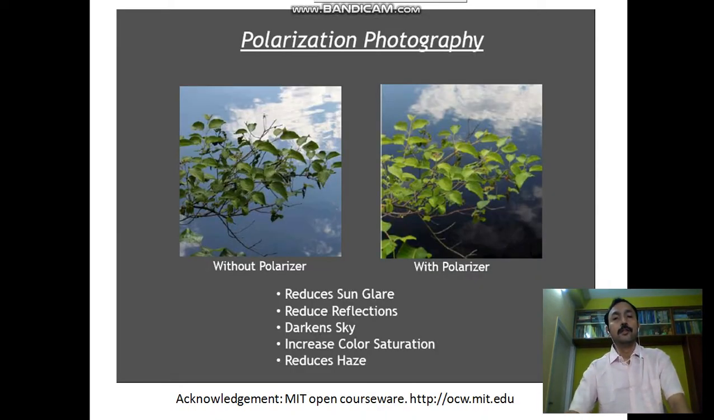This is a well-known feature, polarization photography. The left picture was taken of a glary sky. After using the polarizer, it reduces the sun glare and reflections. The sky here darkens, the color saturation of the leaves as well as the sky increases, and it reduces the haze.